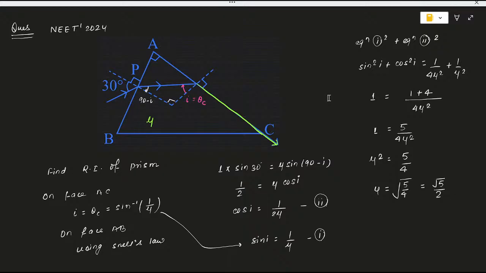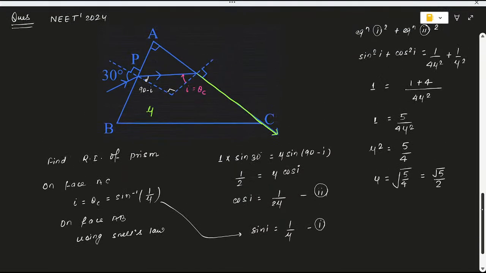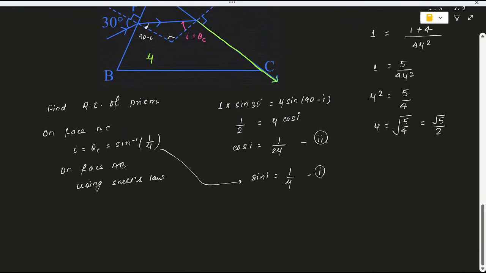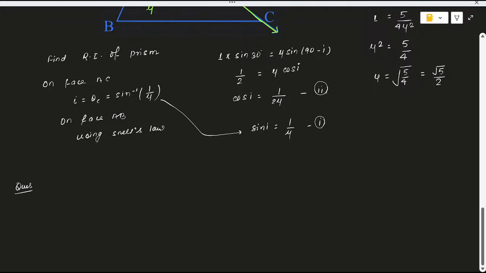Okay, shall we proceed further? Now, I'm giving you a similar kind of question. All I'll do is change the value of 30 degrees to 45 degrees, so that you have a proper idea of how to proceed with such questions. One question I've taught you, the other is for you to practice.